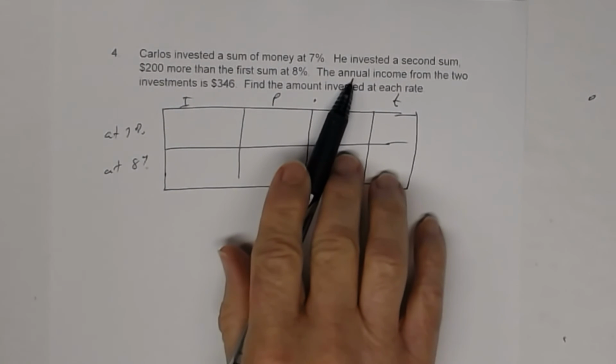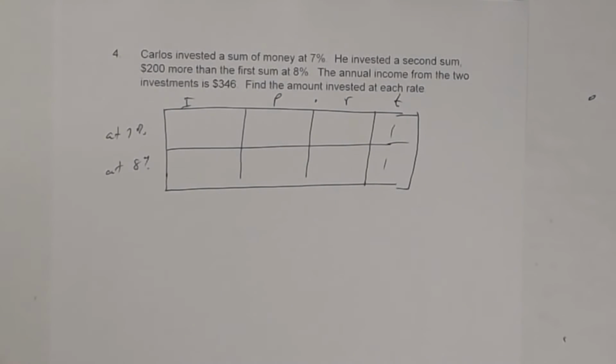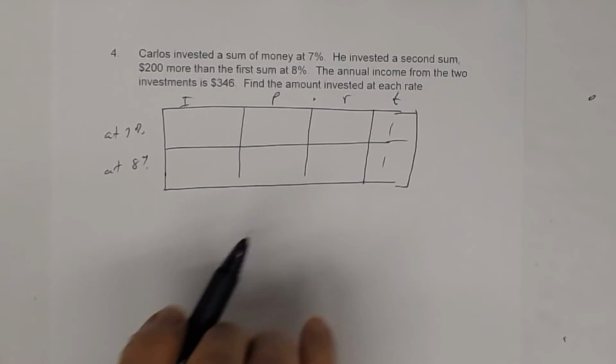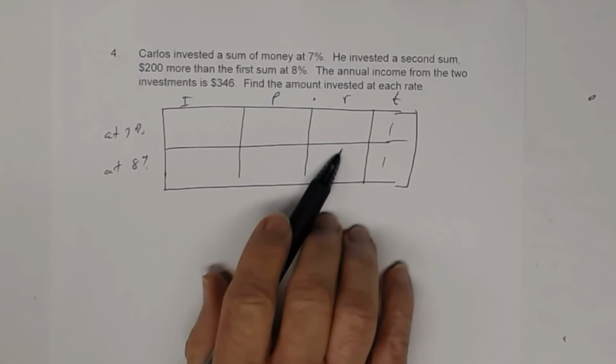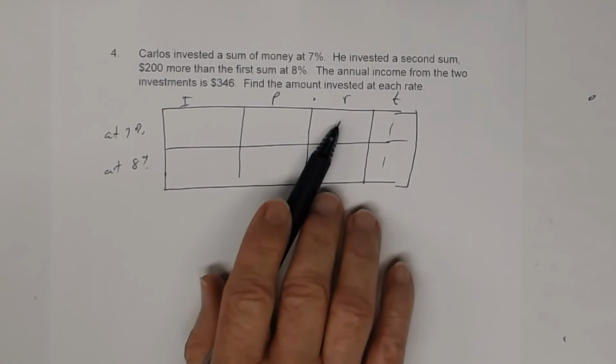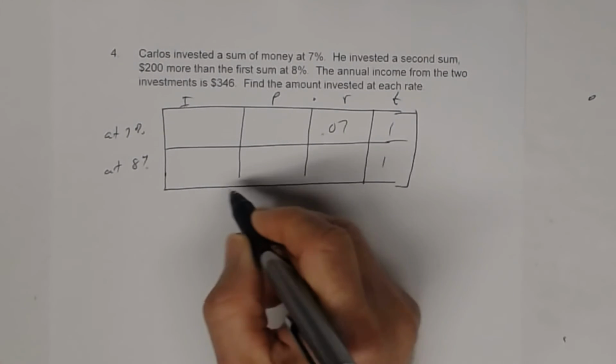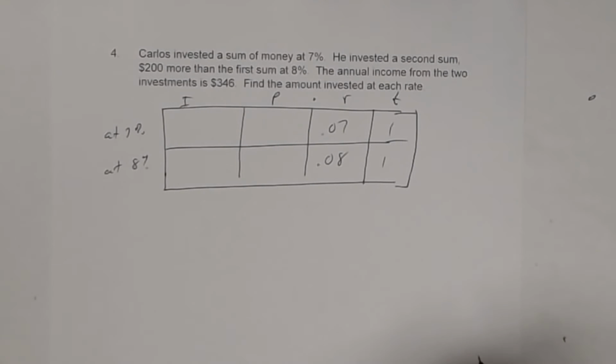And it says the annual income, so annual means 1, so that's going to be our time. That's the easy part there. The rate's also easy. To fill this out, that's easy to do. So you're going to fill out as much of this as you can. You know the rate, but you've got to write the rate as decimals. So 7% is 0.07. 8% is 0.08.